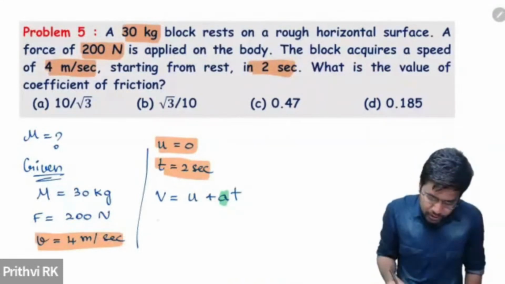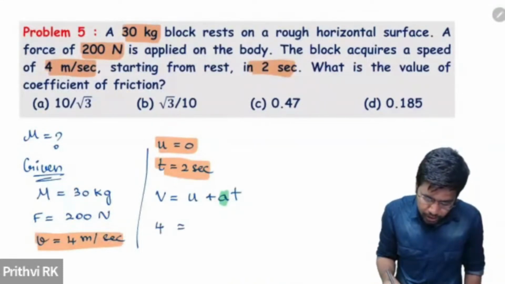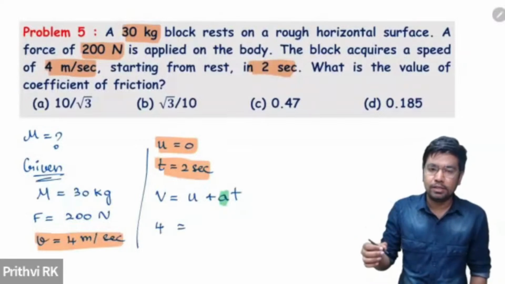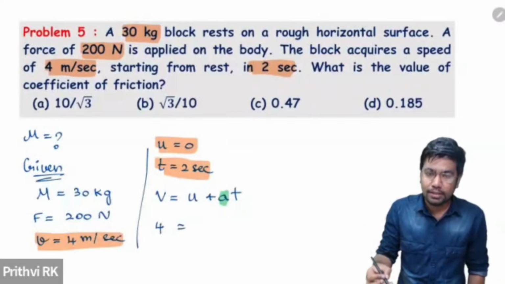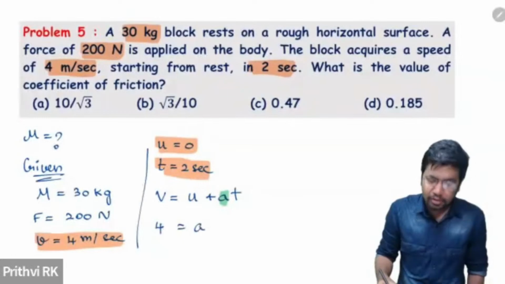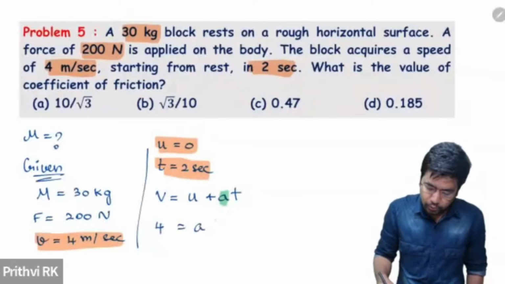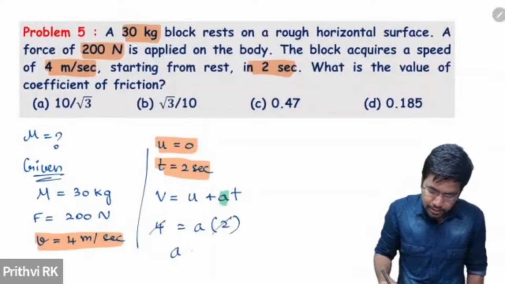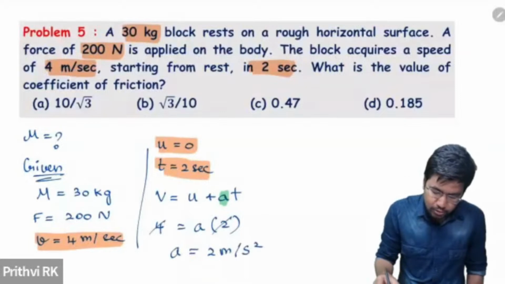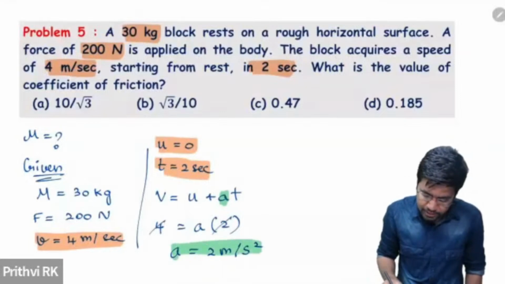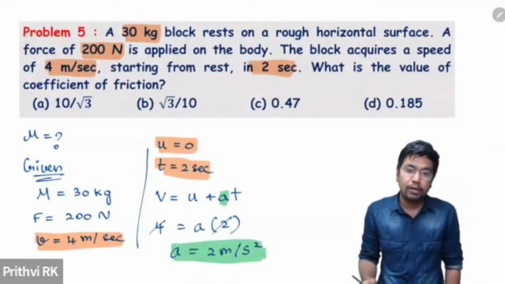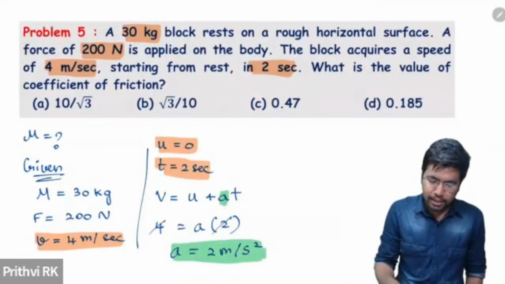So I'm going to find the acceleration. First, the value of v is 4. The value of u is 0. The value of a is what we are going to find out. And the value of t is 2. So 2 and 4 cancel, and a will be equal to 2 meters per second squared. The value of acceleration a is 2 meters per second squared.